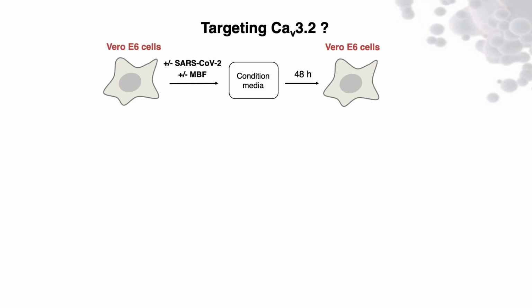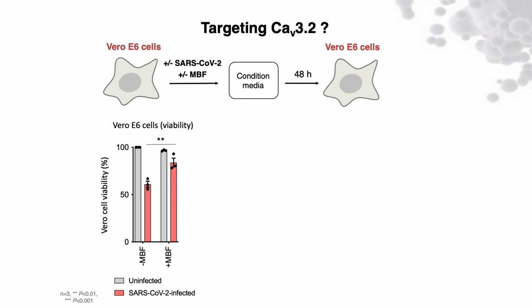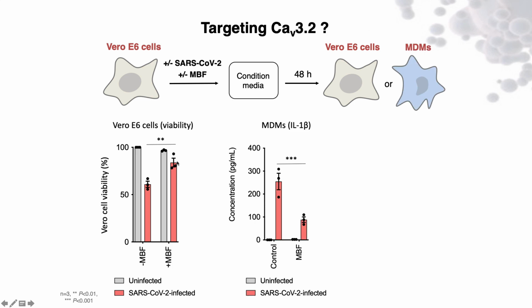And one of the experiments that we did was that we first infected Vero cells with SARS-CoV-2, and then we treated the cells in the presence or absence of mibefradil. And then we collected the conditioned media and gave them back to Vero cells. In this case, because the conditioned media actually contains apoptotic bodies and also live virions, it will actually cause the Vero cells to die. But in the presence of mibefradil, it can partially rescue that. Similarly, in the macrophage setting, when we treat the cells with mibefradil, it can also block the release of a variety of pro-inflammatory cytokines, such as IL-1 beta.